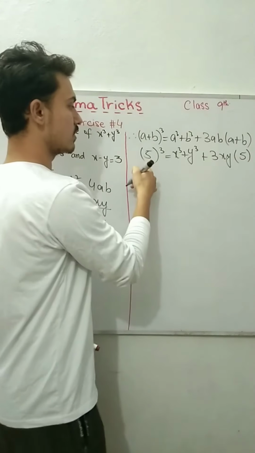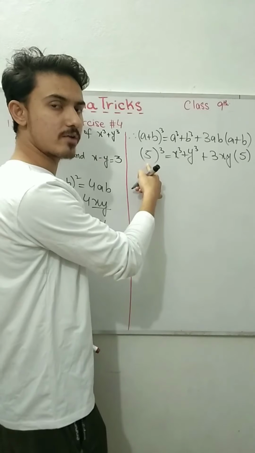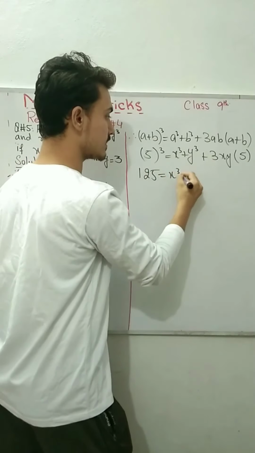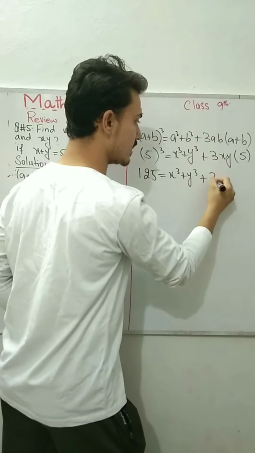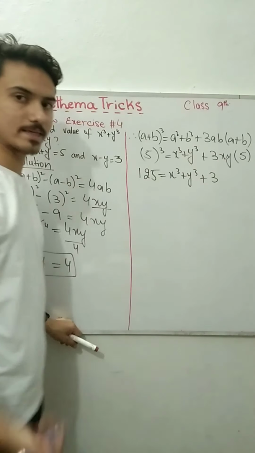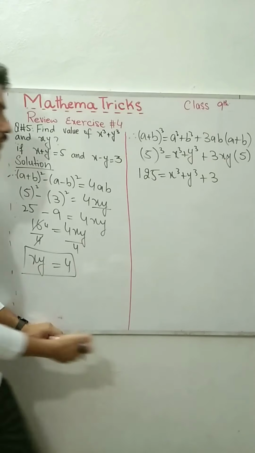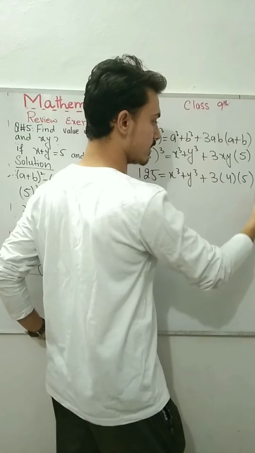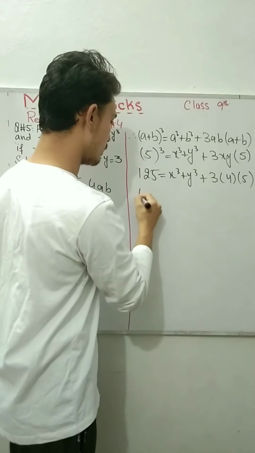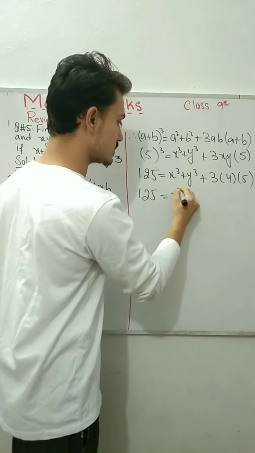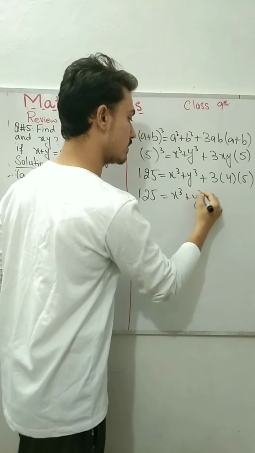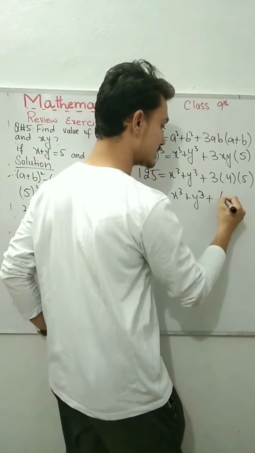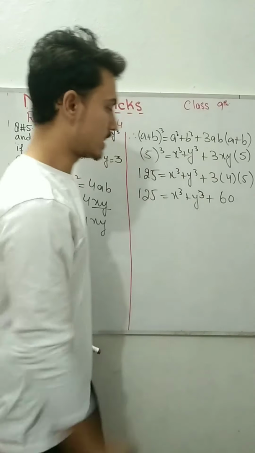5 cube: 5 times 5 is 25, 25 times 5 is 125. So 125 equals x cube plus y cube plus 3. Do you have the value of xy? Yes, we just found xy is equal to 4. So 3 into 4 into 5. Let's multiply all these terms. I got 125 is equal to x cube plus y cube plus, 3 fours are 12, 12 fives are 60. Positive 60 here.